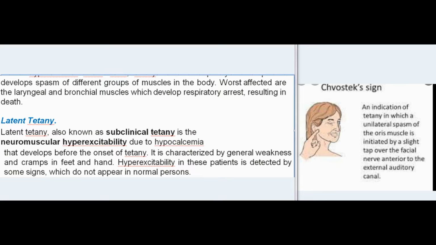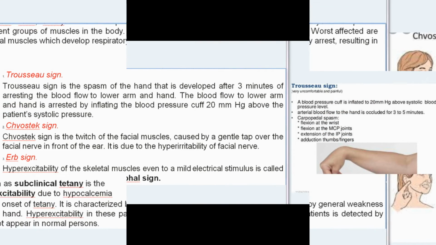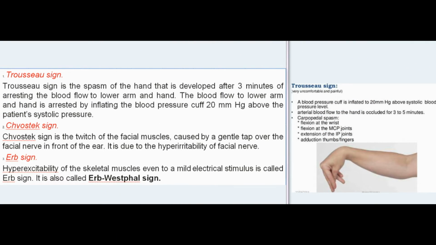Hyperexcitability in these patients is detected by some signs, which do not appear in normal persons. Trousseau sign is the spasm of the hand that develops after 3 minutes of arresting the blood flow to lower arm and hand. The blood flow is arrested by inflating the blood pressure cuff 20 mm Hg above the patient's systolic pressure.